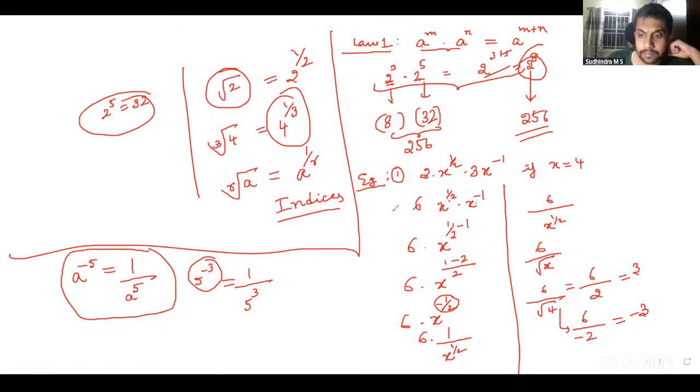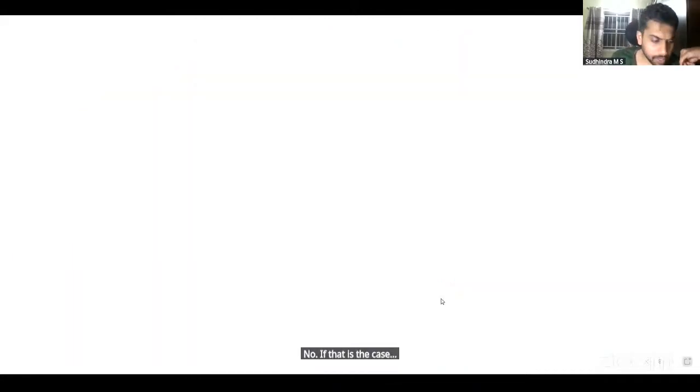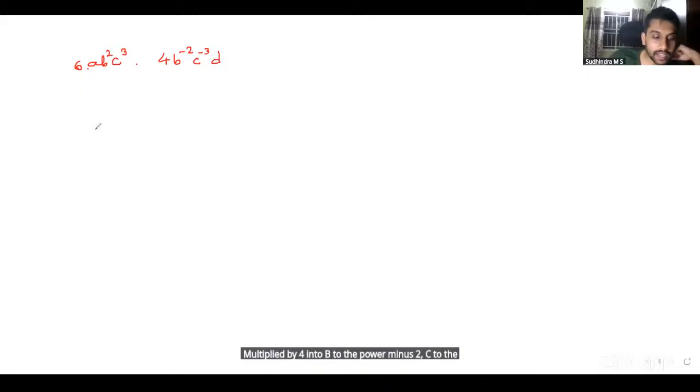Anyone still writing? If that is the case, take one more example. Simplify 6 into a b square c cube multiplied by 4 into b to the power minus 2, c to the power minus 3 and d.